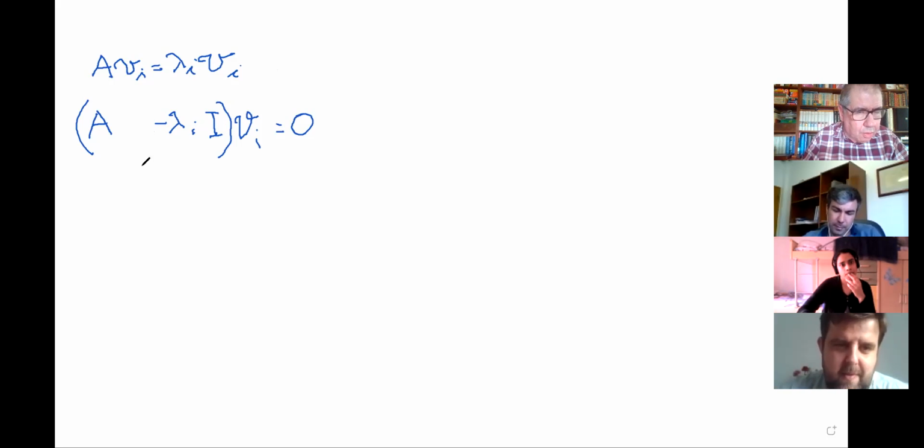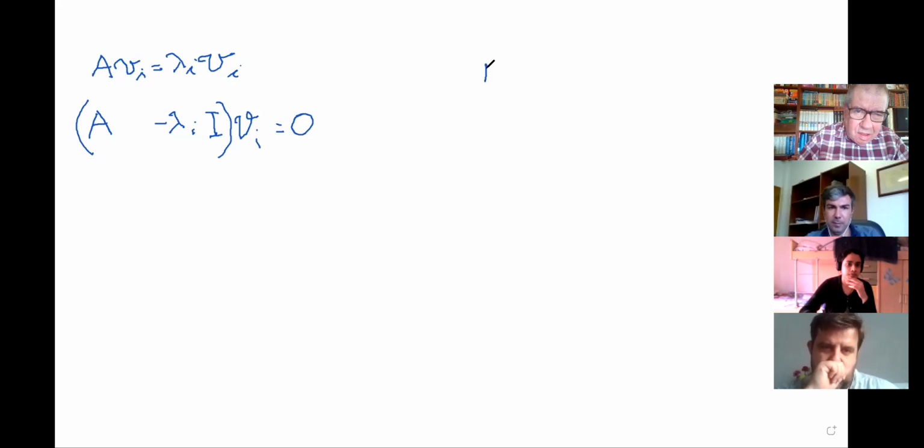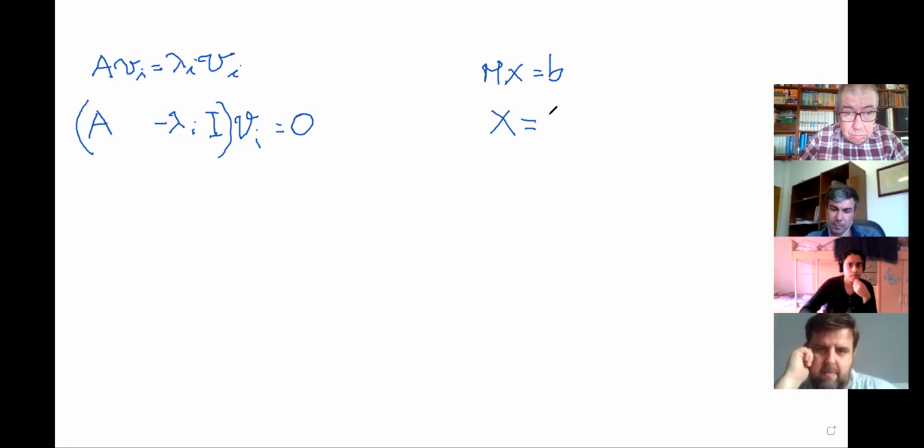So I want to solve this equation to get the Vi. Suppose that you know the lambda i. Now, suppose that you have some M x equal to b. And what is x? B divided by M. So M is a matrix, so the inverse of M times b. You multiply on the left and you get M minus 1 M x equal to M minus 1 b. M minus 1 M gives the identity, and then you have M minus 1 b.